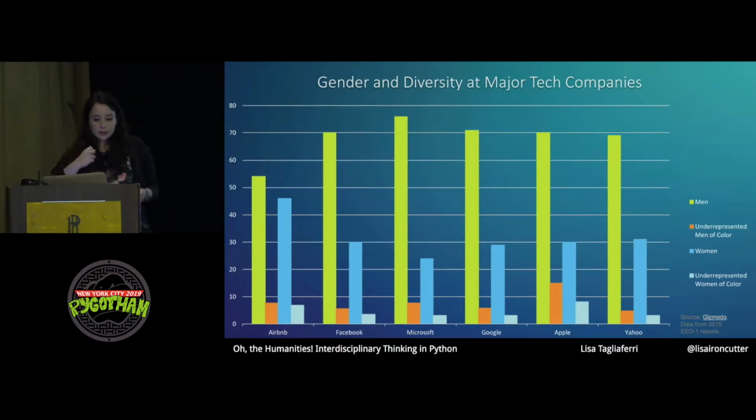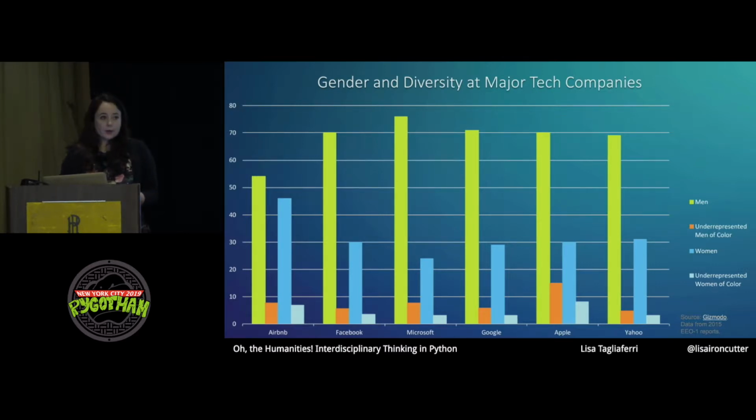But if we look at major tech companies and their data, so here we have Airbnb, Facebook, Microsoft, Google, Apple, and Yahoo, for example. We see that men who are from well-represented backgrounds make up the vast majority of the workforce. So these are the tall bars on each of these discrete bar charts. Underrepresented people of color, and this is Black, Latinx, Indigenous, and mixed race folks, are more underrepresented than you may think. Underrepresented women of color do not make up even 10% of the workforce in any of these 6 companies. Okay, so this is the industry.